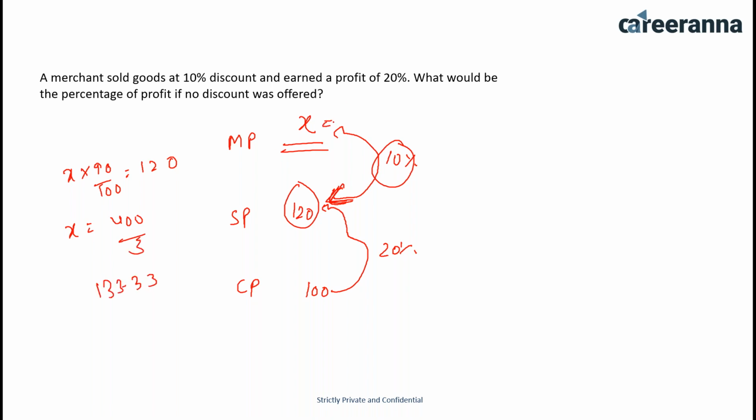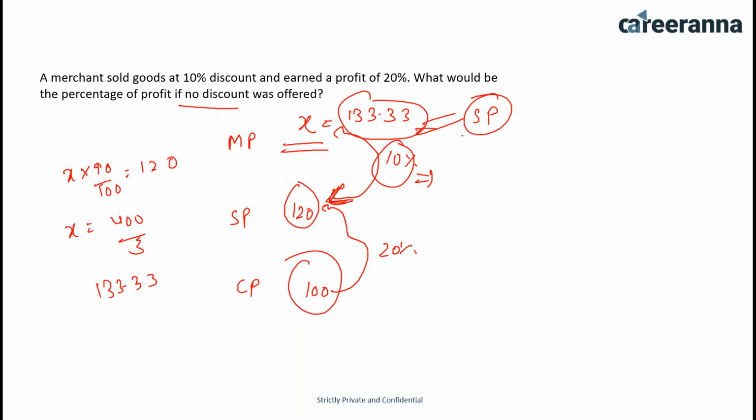So I can write 133.33 here. Now, what is the question? If there is no discount, if I remove the discount from here, this becomes the selling price. If this is the selling price and this is the cost price, what is the difference? 33.33. Is it clear?